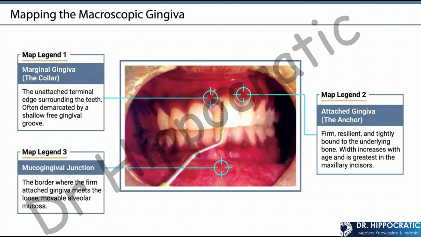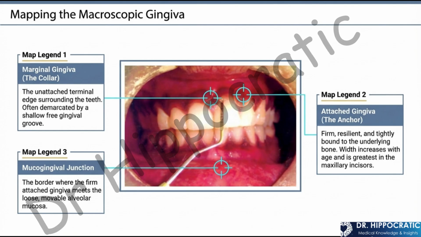Okay, moving to the final zone on this slide, Map Legend 3. The line points deeper into the vestibule of the mouth, where the tissue becomes noticeably darker, redder, and clearly more vascular. You can often see the little blood vessels there. It reads, mucogingival junction, the border where the firm attached gingiva meets the loose, movable alveolar mucosa. This is a really sharp anatomical fault line.